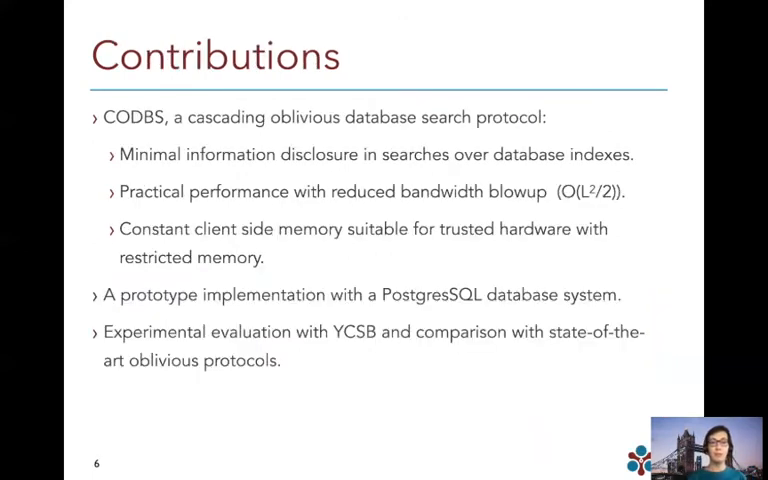And our goal and our contribution in this paper is to apply these concepts of ORAM encryption schemes and improve on them in the context of relational database systems and optimizing the data structures for oblivious searches, more specifically on database indexes. And so we propose CODBS, a cascading oblivious database search protocol that has minimal information disclosure, has practical performance with reduced bandwidth blowup, and is actually suitable to be used on trusted hardware, which is another factor that we consider. Additionally, we implemented a prototype on top of Postgres and did an experimental evaluation with YCSB.